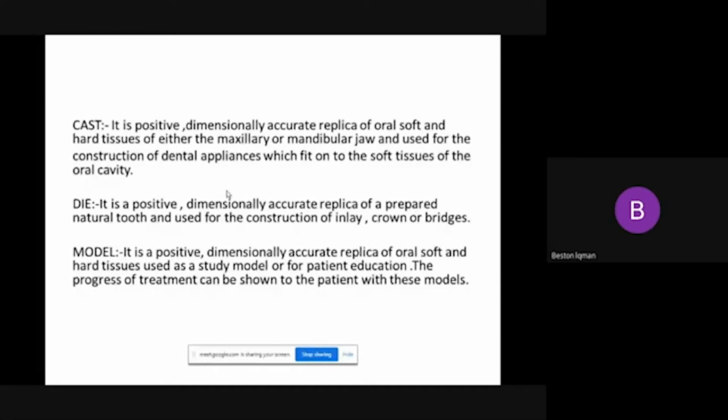inlay, crown, and bridge. And what's the model? It's like a cast. It's a positive, dimensionally accurate replica of oral soft and hard tissue. Use it as a study model or for patient education. What's the difference between the cast and the model? With the cast, you can do work in the laboratory, while the model you can only construct it for study.